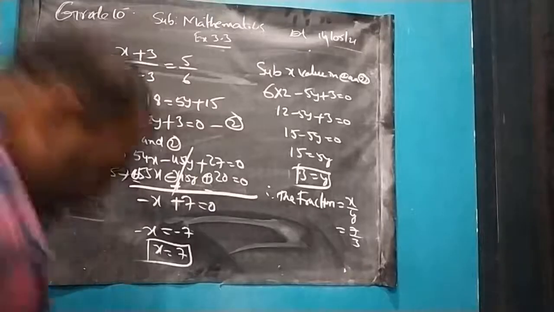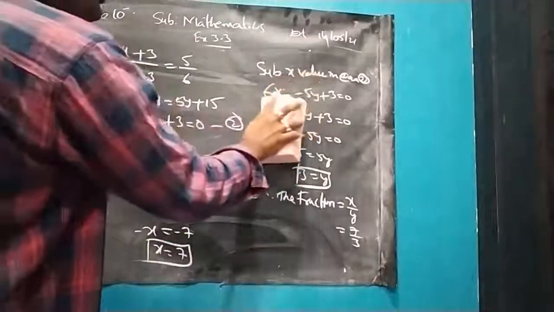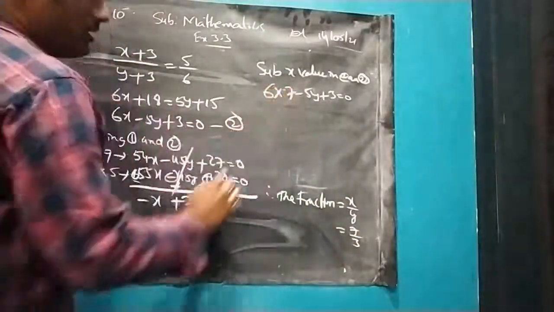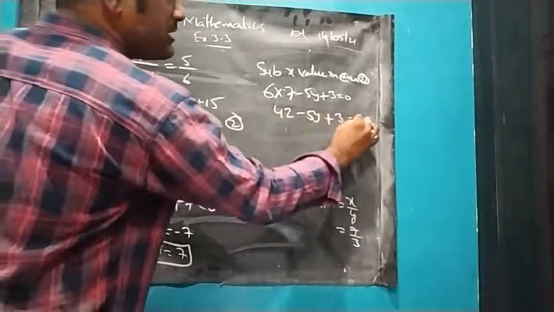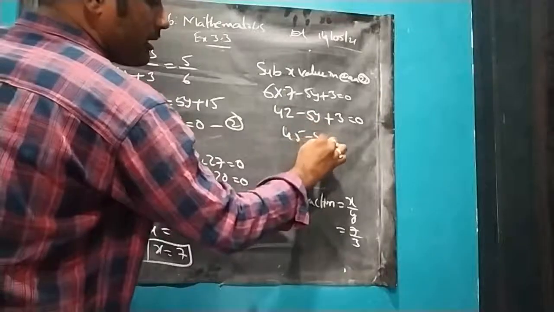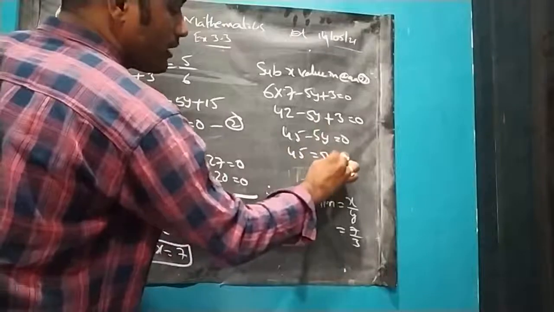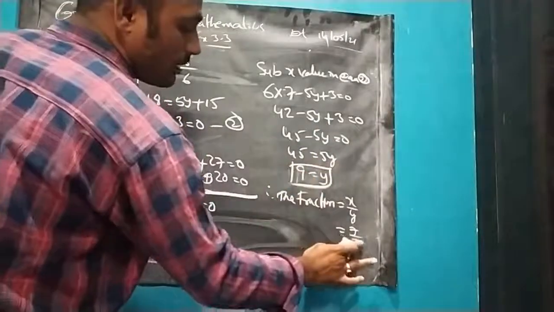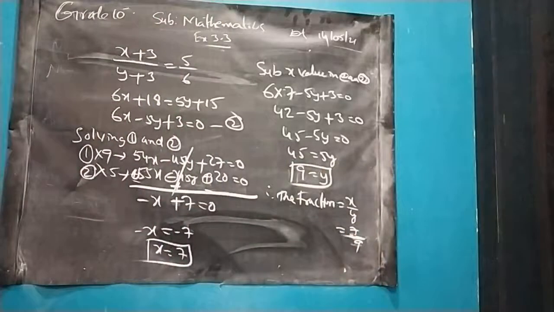Okay, sorry, here one mistake happened. The x value is 7, I have substituted it as 2. So 7 it is, sorry. 6 7s are 42 minus 5y plus 3 is equal to 0. 45 minus 5y is equal to 0. 45 is equal to 5y. So 9, 9 5s are 45. So the y value is 9. 7 by 9. 7 by 9 is the fraction.